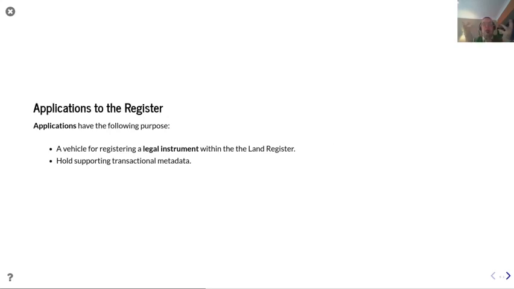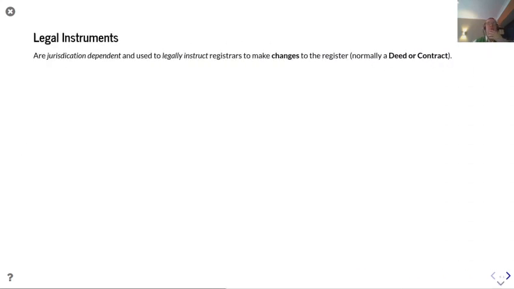Applications. You get applications that go to the register, and they have the following purpose. They're a vehicle for registering a legal instrument, normally a deed, within the land register, and they hold supporting transactional metadata. There'll be stuff about dates, there'll be stuff about the applicant, there might even be stuff about how much was offered for the property. And these tend to be defined by what's in the local jurisdiction.